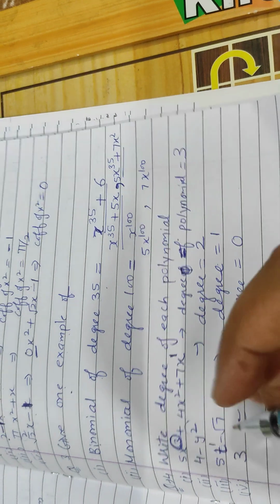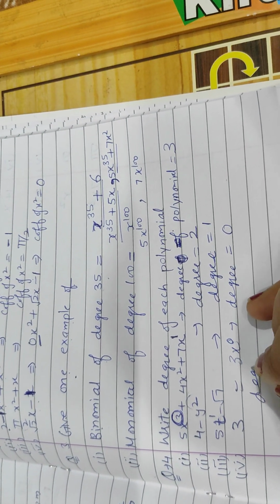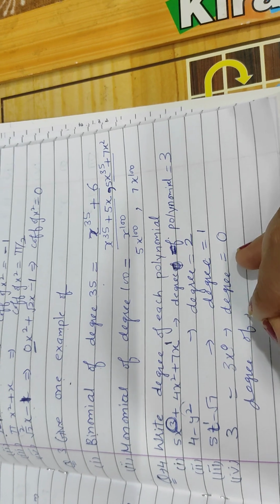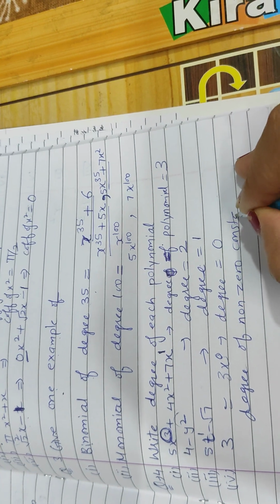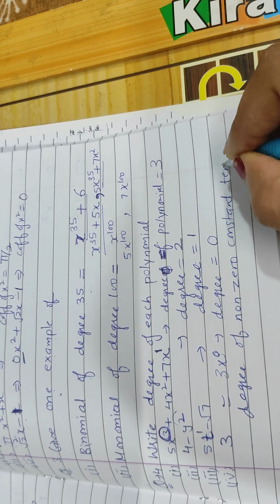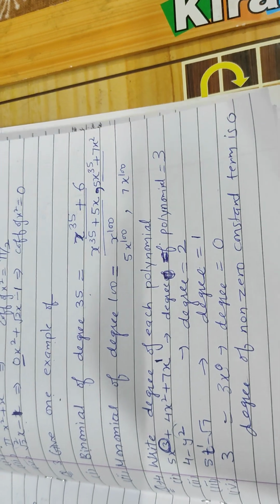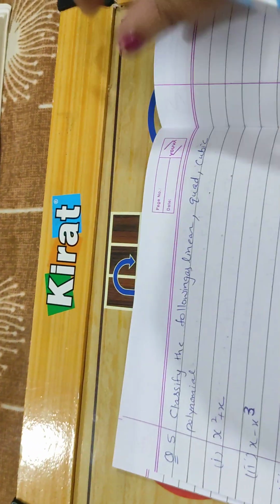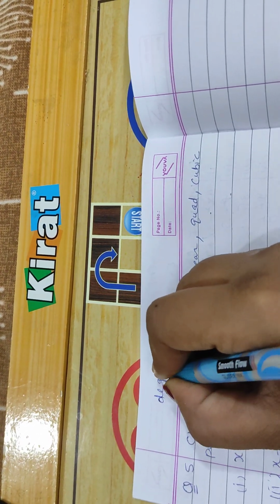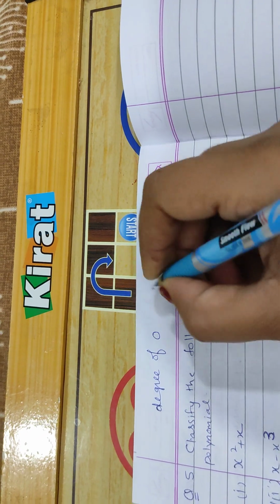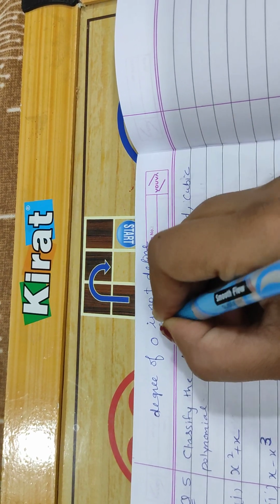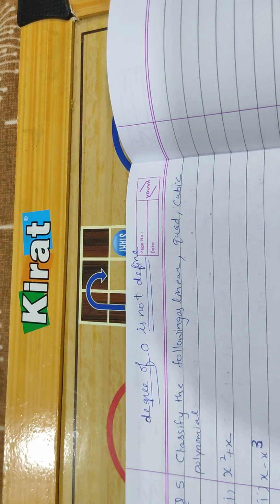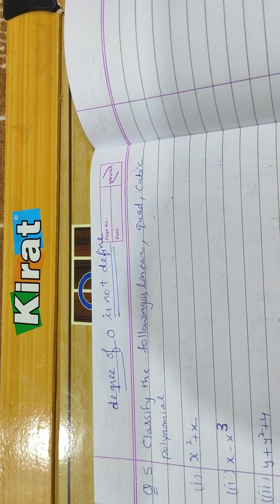So the degree of a constant term is 0. And we can also write that the degree of a non-zero constant term is 0, and the degree of 0 is not defined.